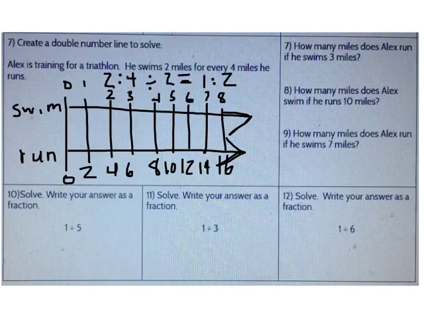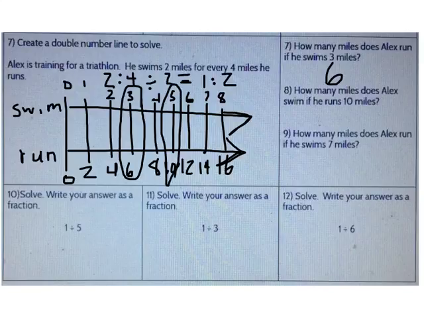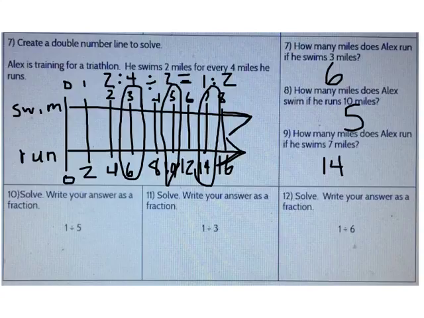Now let's answer some questions. How many miles does Alex run if he swims 3 miles? He runs 6 miles if he swims 3 miles. How many miles does Alex swim if he runs 10 miles? He swims 5 miles if he runs 10 miles. How many miles does Alex run if he swims 7 miles? He runs 14 miles.